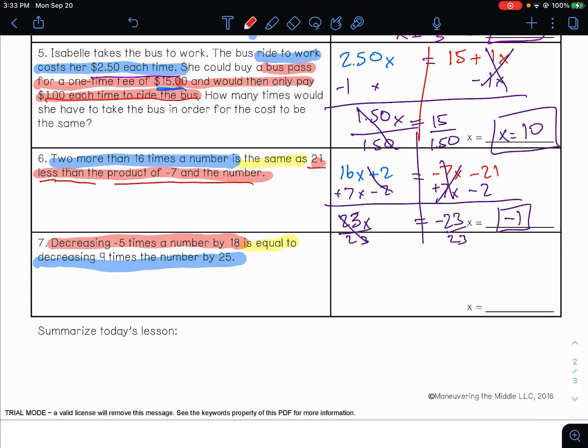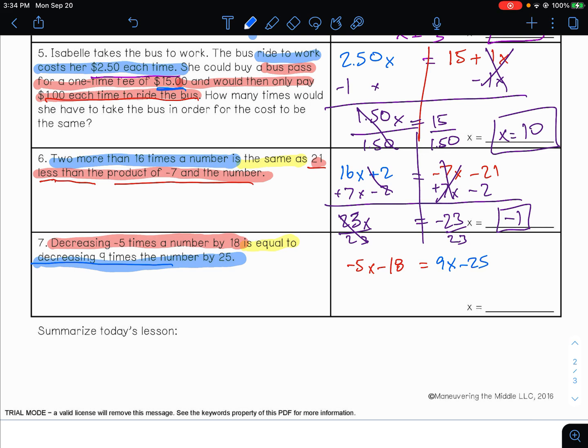Decreasing negative 5 times a number. So negative 5 times a number is going to be one thing, and you're decreasing it by 18. So subtract 18. Is going to be equal to decreasing 9 times the number. So 9 times the number, and decreasing it by 25.